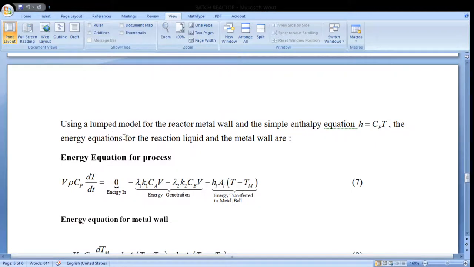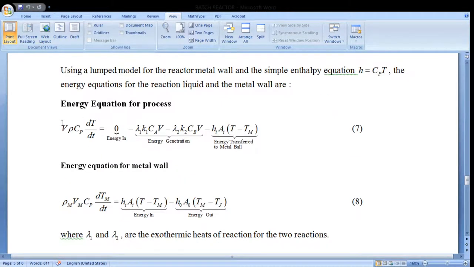After that we can write the energy balance equation. So this is the total energy of the system. Nothing is coming in, no energy is being supplied. This is the energy that is generated by both the reactions here, and this is the energy transferred from the reactor to the metal ball.